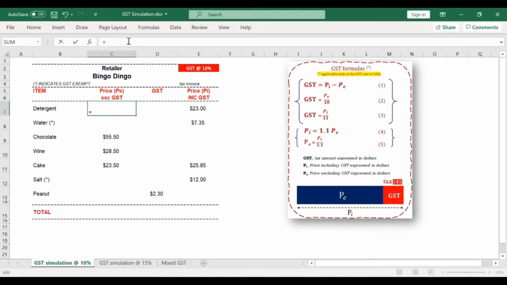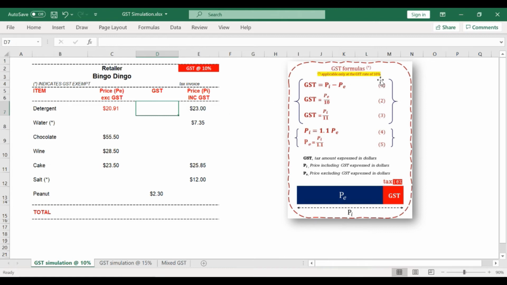We'll start by typing equal, which means that this is a formula, and then E7 would be the price including GST, so that's E7, then we divide it by 1.1 and hit enter. Now I have the price excluding GST, which is $20.91.